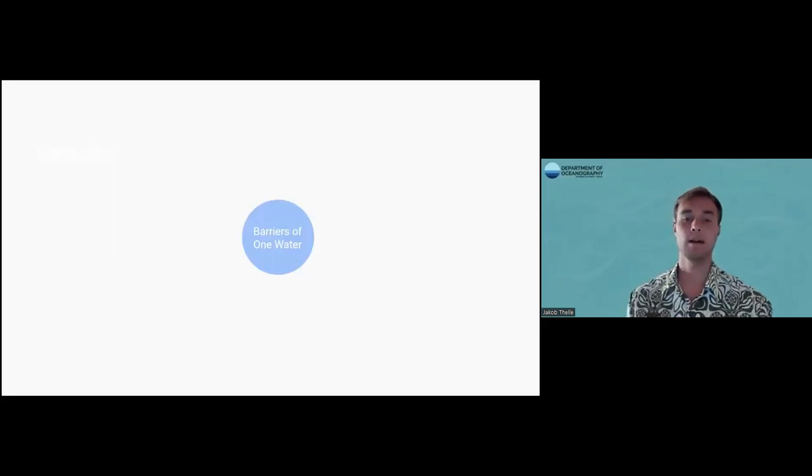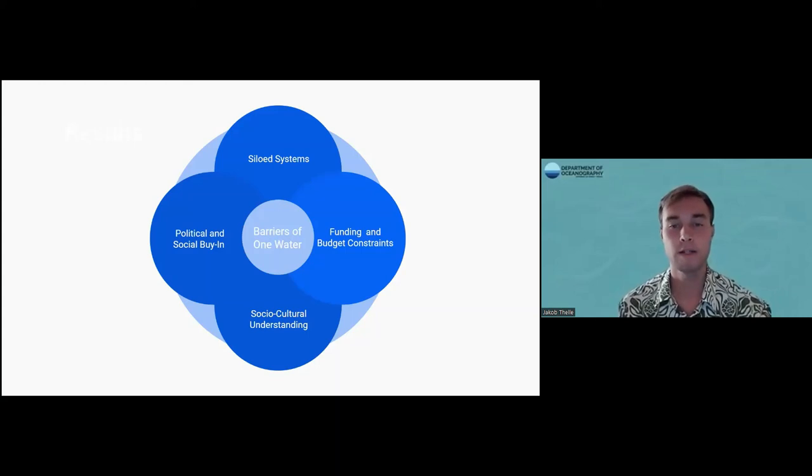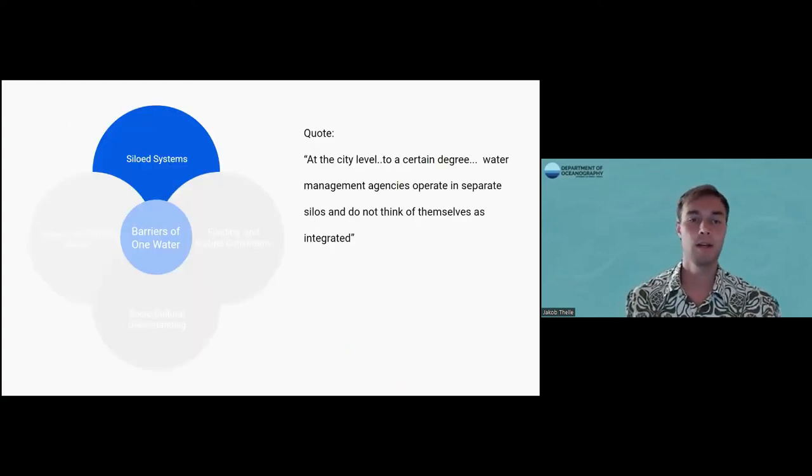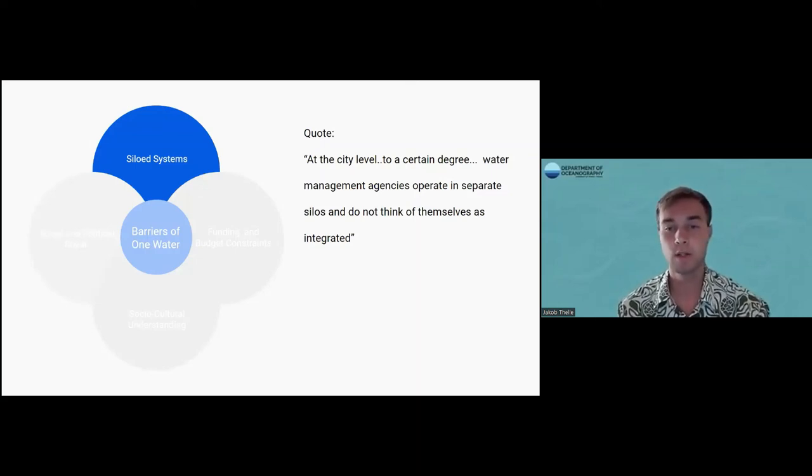For my findings, I was able to draft four key barriers to implementing One Water. First was siloed systems, second, funding and budget constraints, third, social and cultural understanding, and fourth, political and social buy-in, which I'm going to briefly talk about in this part of my presentation. First, siloed systems refers to the tunnel vision in water management, where water is managed individually and not integrated.